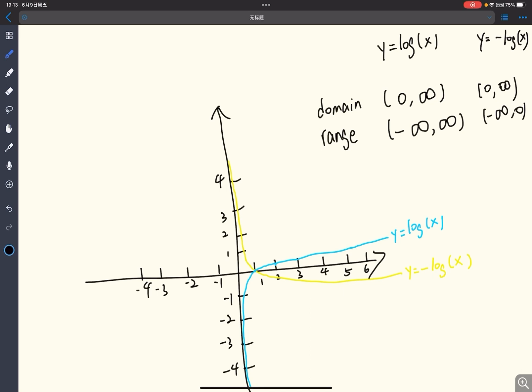To sum up, when a logarithmic function is flipped vertically, its domain remains unchanged, still a set of positive numbers, while its range changes to become a set of negative numbers. This explanation is supported by our previous chart and helps us better understand how the function changes under vertical flipping.